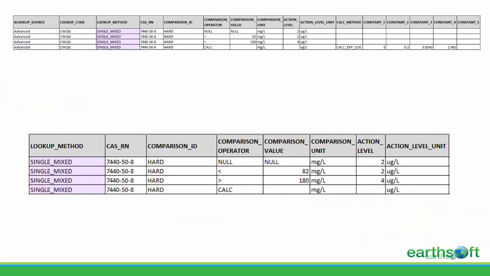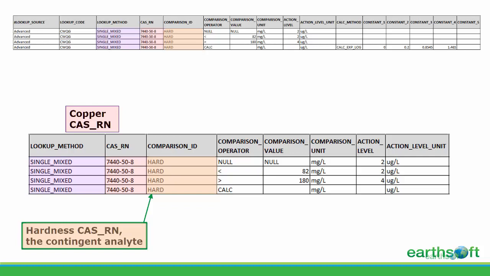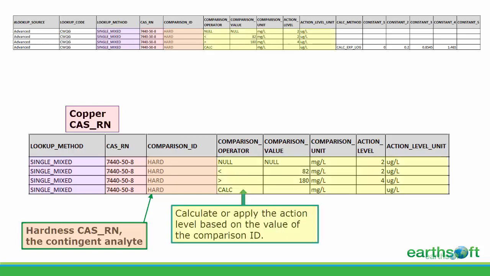So now we're still looking at the lookup method, because remember, that informs how the action level logic is going to be applied, and it's single mixed. The next thing to consider is the CAS number, which is going to be our copper CAS number again. And then we've got our comparison ID. It looks like my arrows got messed up a little bit here. And hardness is our comparison analyte. Next are comparison operators, which inform EQuIS of how we're actually going to apply that particular function in terms of how the action level is applied.